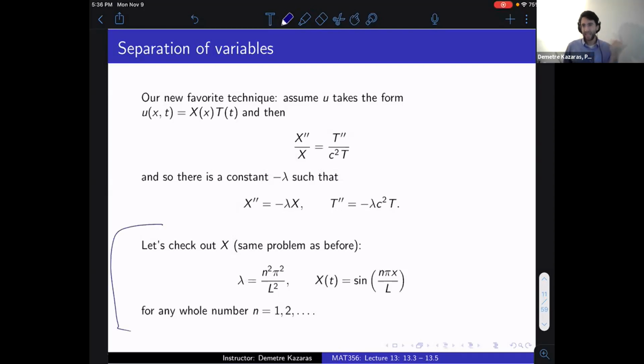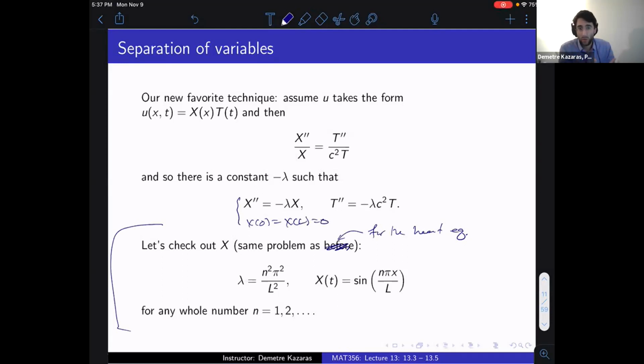And this is actually exactly the same problem that we saw for the heat equation, so make sure you take a look at that lecture or that section. But anyway, in there, we solved that part. We solved the problem x double prime is equal to minus lambda x, and x of 0 equals x of L equals 0.